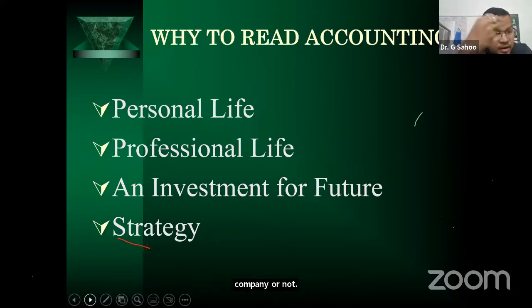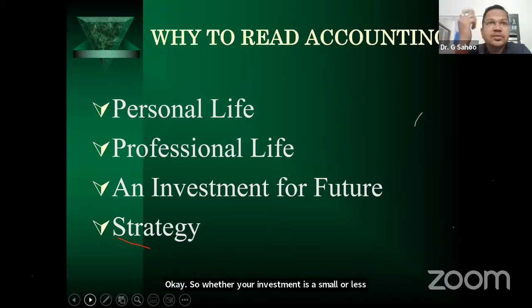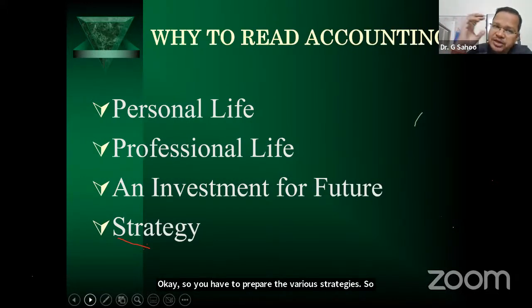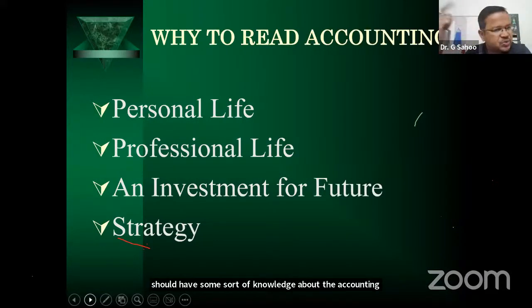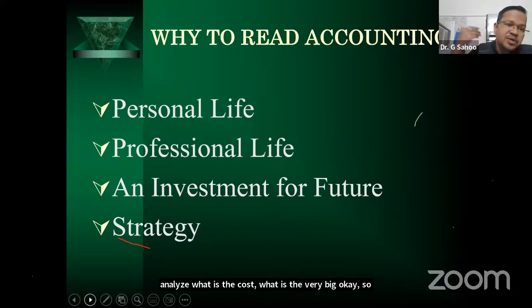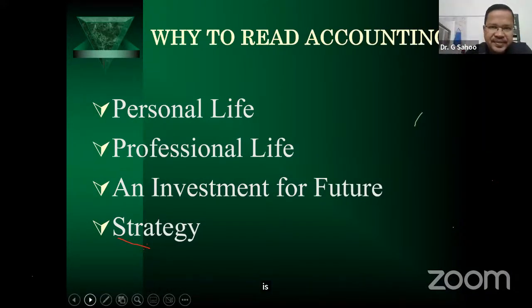Whether your investment is small or large, in order to take a better decision, you must have some knowledge about accounting. Again, strategy. In order to formulate the various plans of action in your business or where you are serving as a manager, you have to prepare various strategies. Whenever you prepare a strategy, you should have some knowledge about accounting, because with the help of accounting you can analyze what the cost is and what the benefit is. On that basis, you will take a better decision and implement the strategy in order to succeed in your field.